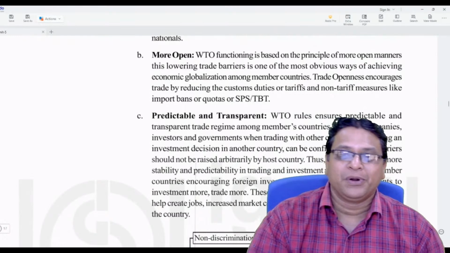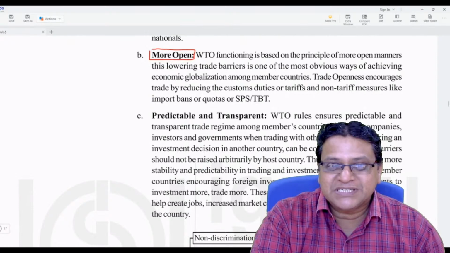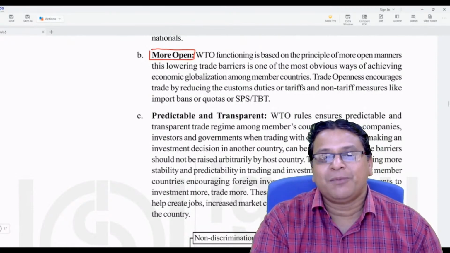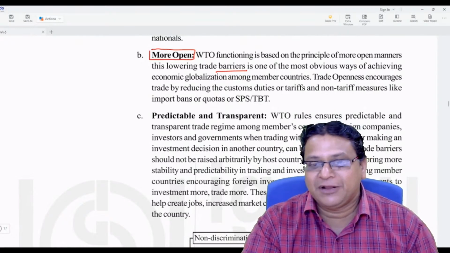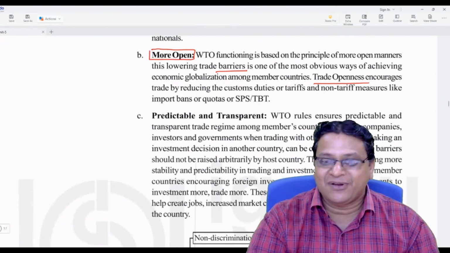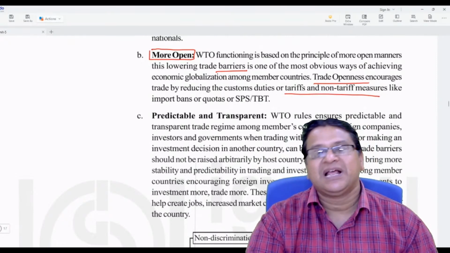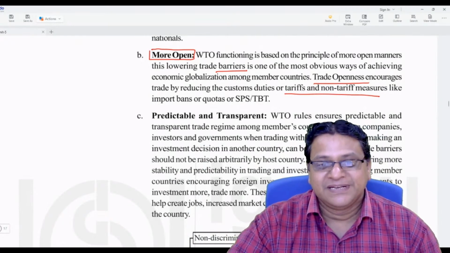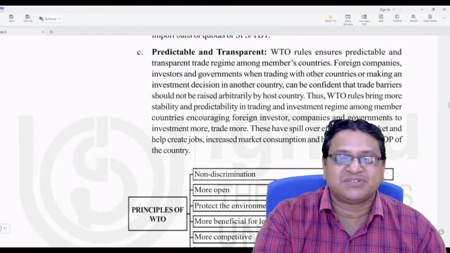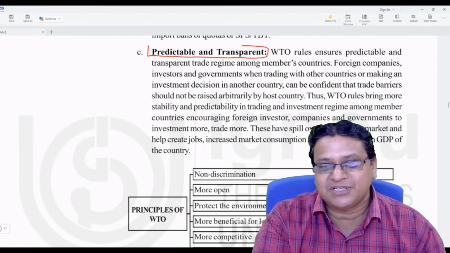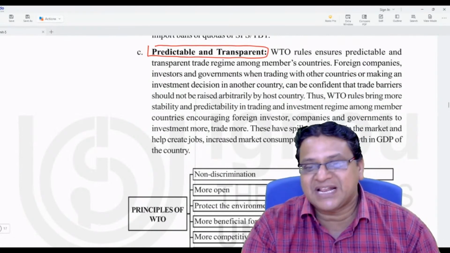Next, more open. WTO member countries will be open. Open means they will reduce the barriers to international trade. The barriers may be trade barriers. There will be trade openness. It encourages free flow of goods and services. It discourages tariffs and non-tariff barriers. Next, WTO rules must be predictable and transparent. The WTO rules should be such that they will be predictable. There will be no hidden rules, and it will be transparent.